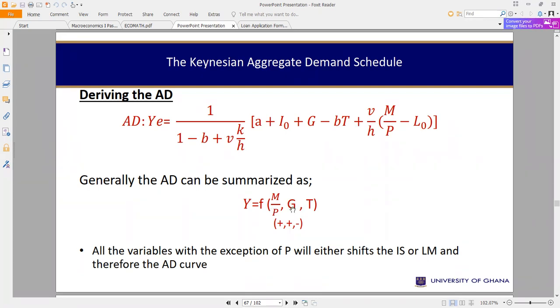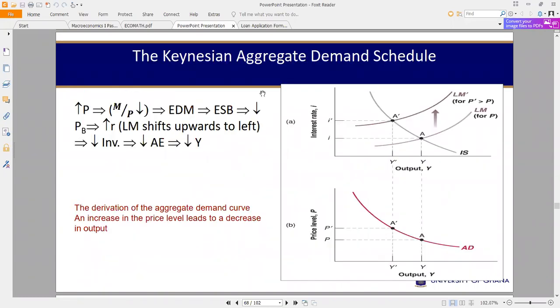If there's a change in G or T, it should affect the IS curve. So by doing that, how do we get the relationship between Y and then P? That is what we want to look at now. Okay, so let's look at this. The B part, we are looking at the relationship between price and the income.